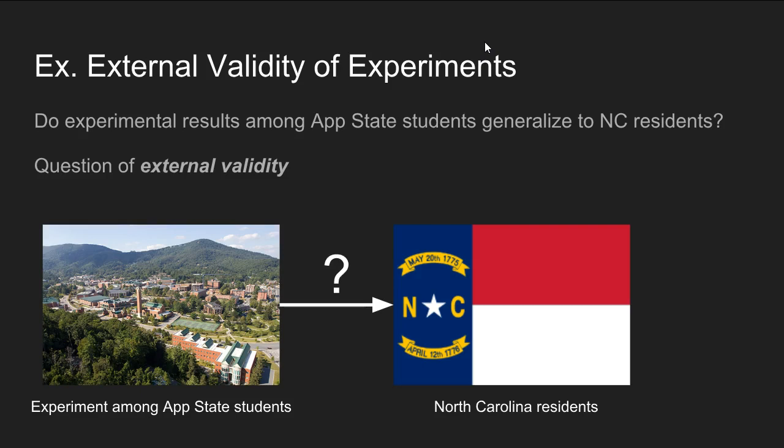So you can think about our own case. If you conducted an experiment among students at Appalachian State, would those experimental findings, even if you had a true experiment with sound experimental design and statistically significant results, generalize to other residents in North Carolina outside of the college student population? That is a question of external validity. That is kind of the key issue, the question about whether the findings of an experiment generalize to other settings and populations.